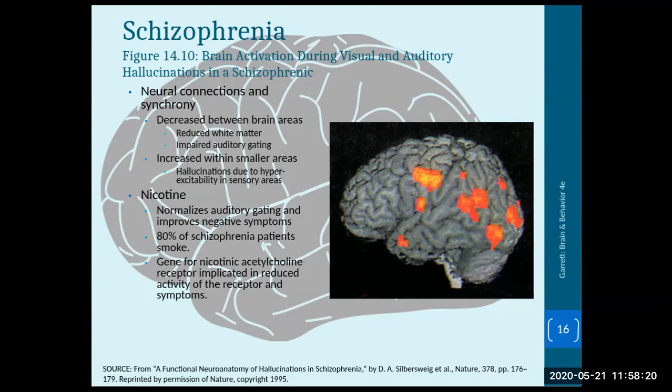So there was a study, probably about 10 years ago, that said about 80% of people with schizophrenia tend to smoke because it helps their symptoms. Looking at the genetic correlates for this, we see that there's a gene for the acetylcholine nicotinic receptor that's implicated in this reduced activity and implicated in reduction of symptoms. So people are encouraged to smoke. It's actually, nicotine works for reducing anxiety, as people that smoke probably know.